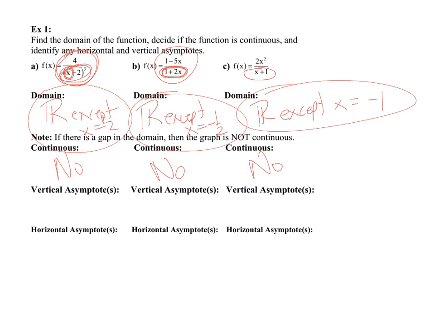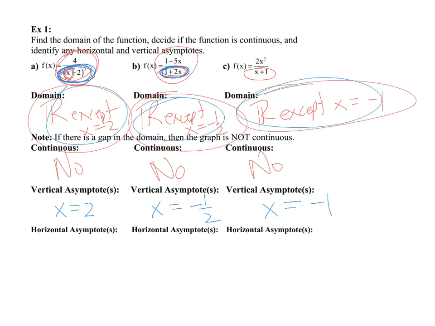Now for vertical asymptotes, very simple. Set the denominator equal to 0 and solve. So your vertical asymptote is x equals 2. Once again here, set the denominator equal to 0 and solve. And for the next one, same deal. The gap in the domain is essentially where the vertical asymptote is coming through.